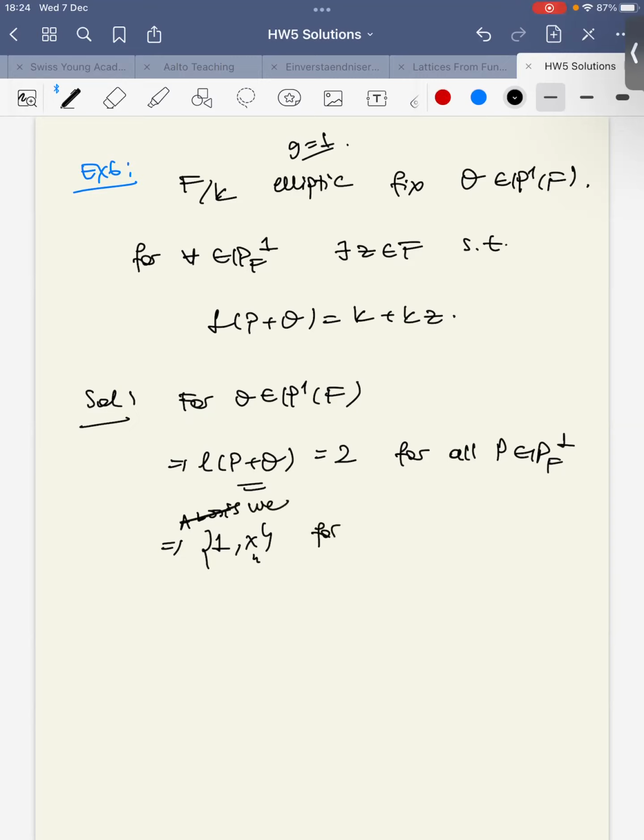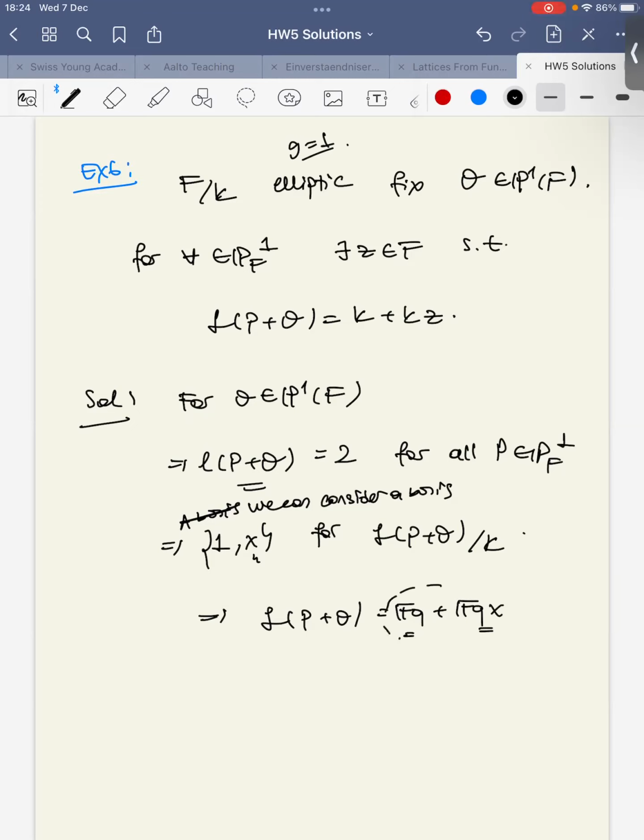So we can consider a basis for this Riemann space over K. If this is the case, indeed, we can view this vector space as a sum of these two vector spaces. Here, maybe what you can observe is that indeed this vector space can be seen as the field F_q(X). And then we complete the solution.